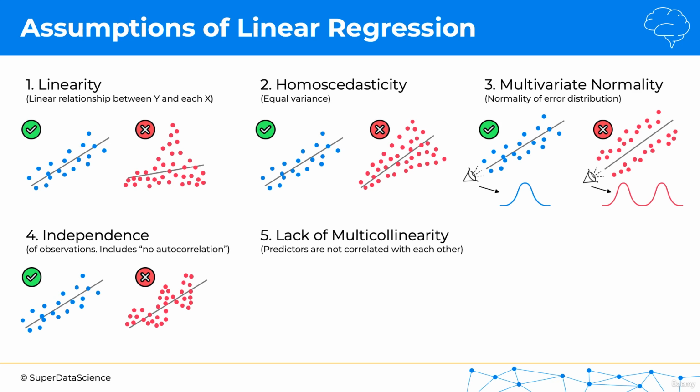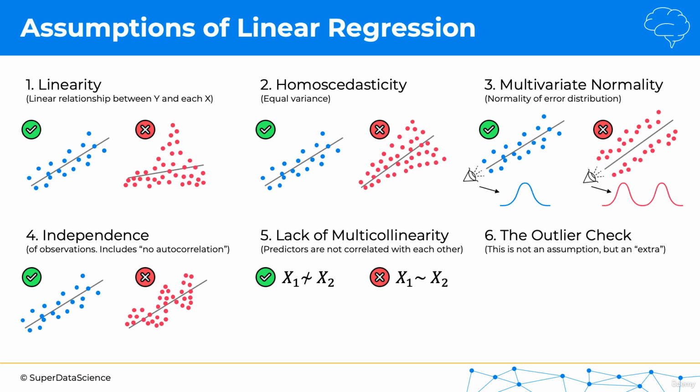The fifth assumption is lack of multicollinearity. Basically, we want our independent variables or predictors not to be correlated with each other. If they're not correlated, then we can build a linear regression. If they are correlated, then if we do proceed and build a linear regression model, then the coefficient estimates that we get in the model will become unreliable.